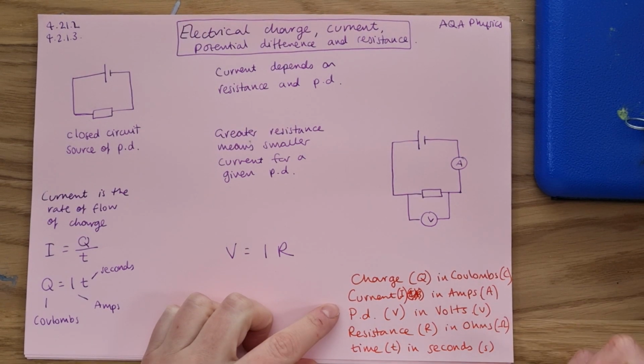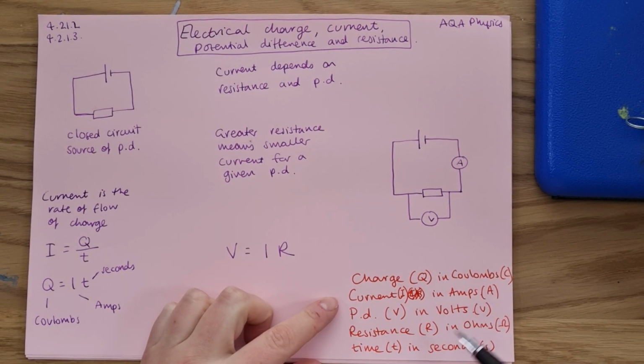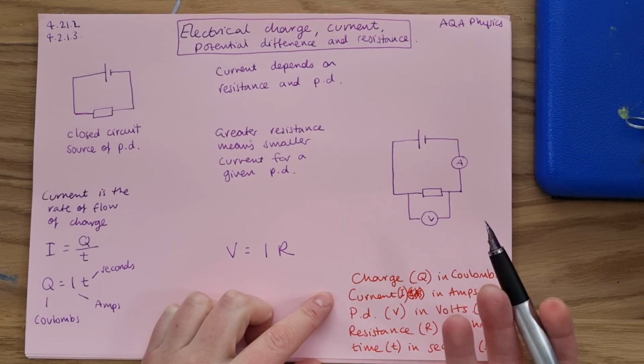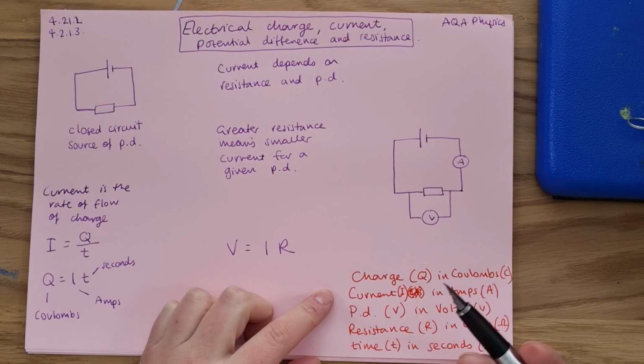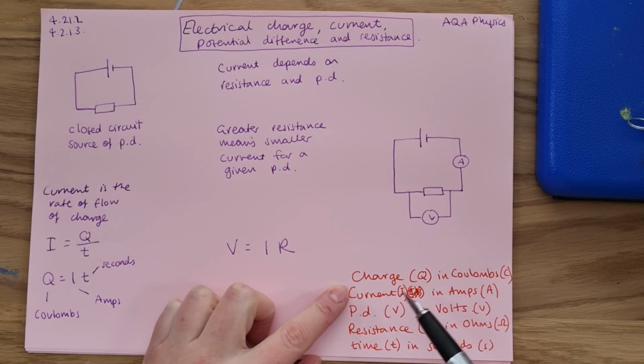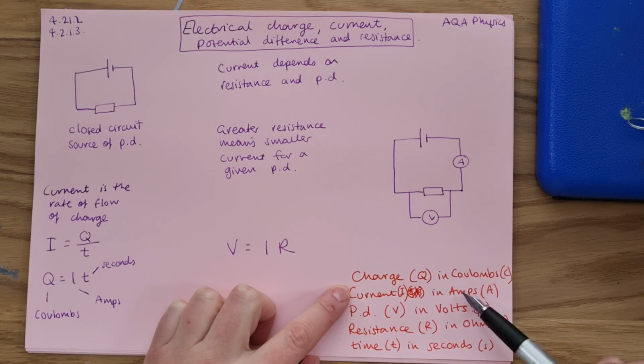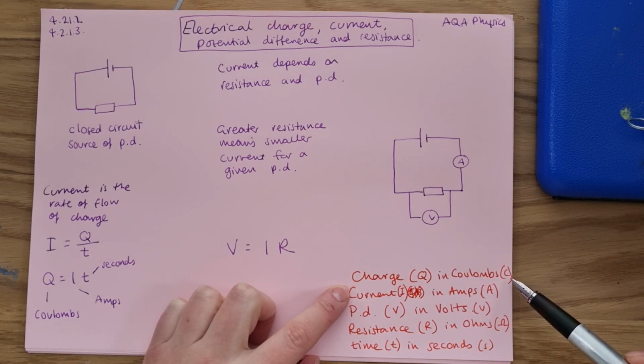I've written a little crib sheet down here just to help out because the symbols are a bit confusing. So charge is a property of matter. Electrons have a negative charge, protons have a positive charge. Not much to say about that, right? That's just a thing that matter has. The symbol for charge is Q, so instead of writing the word charge, we write the letter Q, and charge is measured in coulombs. The symbol for coulombs is capital C.